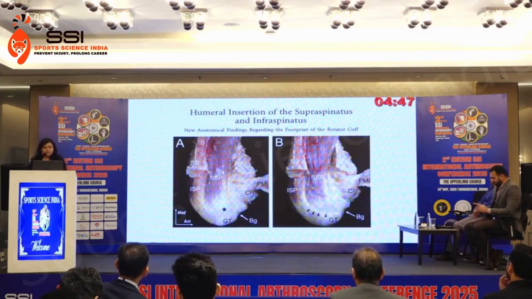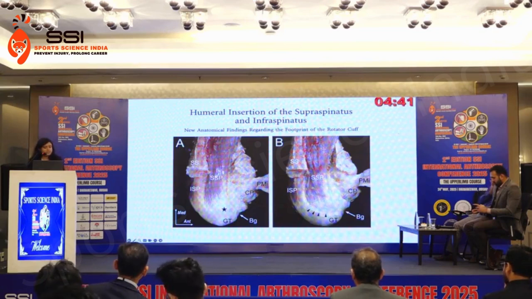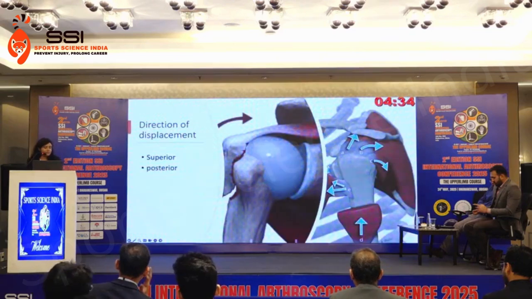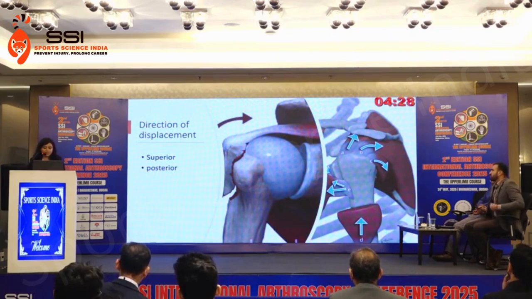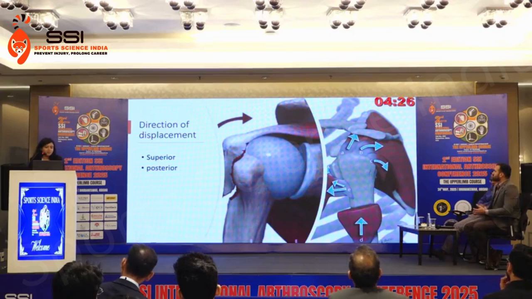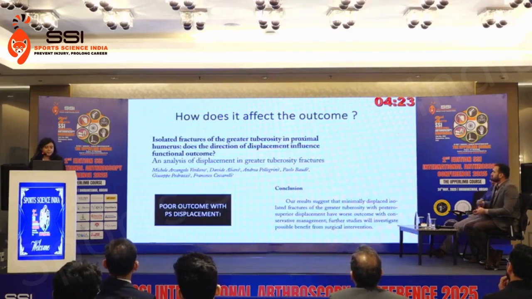According to a study conducted by Sugaya et al., we found that the footprint of supraspinatus on the greater tuberosity is substantially occupied by a significant amount of infraspinatus tendon. Therefore, when there is a fracture of the greater tuberosity, there is not only superior displacement, but there is also a posterior displacement of the fracture fragments. So how is it important? How does the displacement matter?